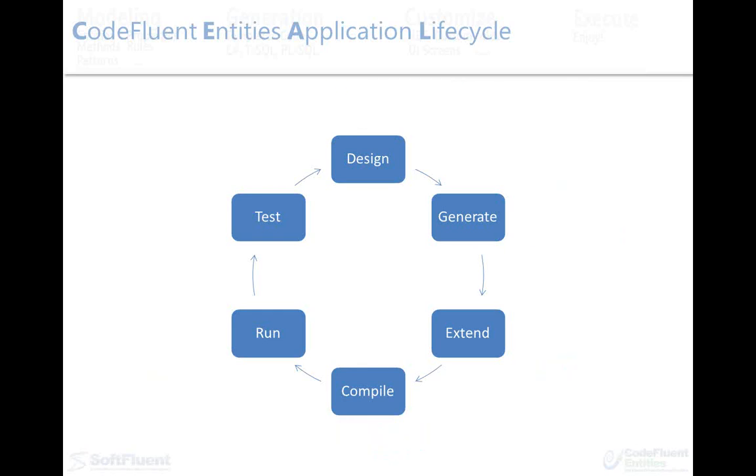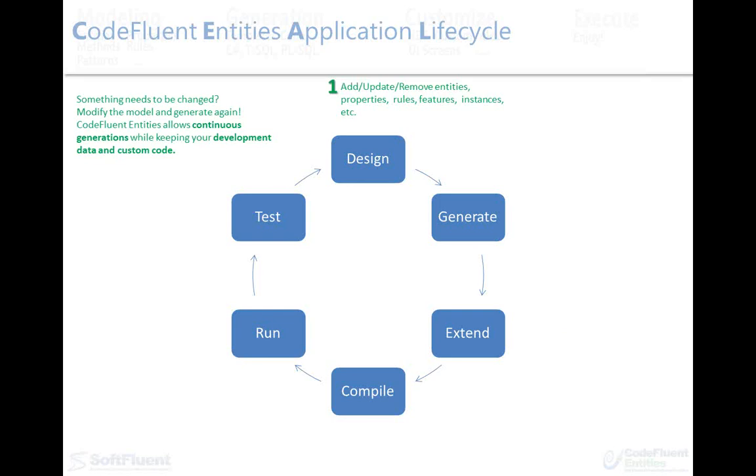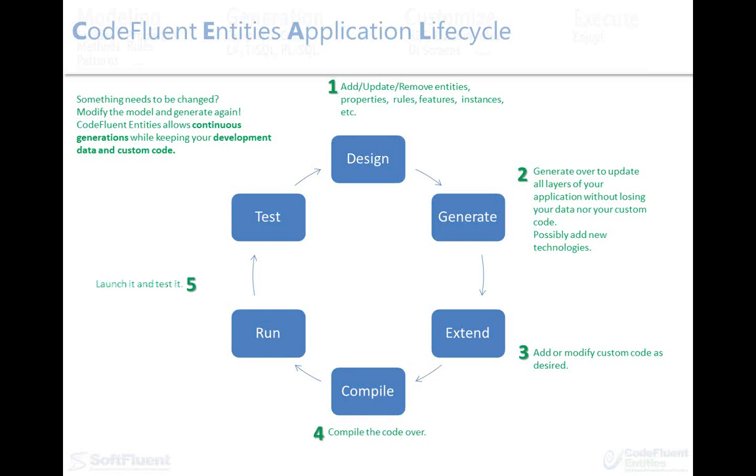However, if ever a structural change is needed, like adding a new entity, renaming one, removing columns, or whatever else, you're going to have to go back to the model, update it, and generate over. So at this point, you're then off for a new cycle. Add and modify custom code if needed, and as desired, compile over, test again, and so on. If ever you realize you need an extra entity, update the model and start a new cycle over again. So this is basically the idea behind developing applications using CodeFluent Entities.